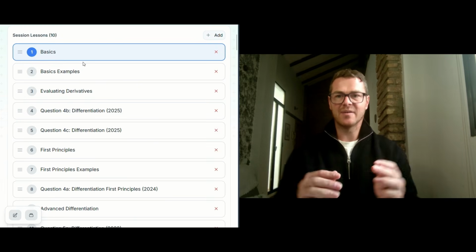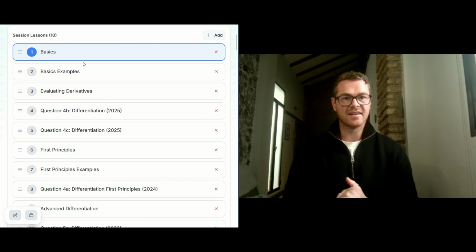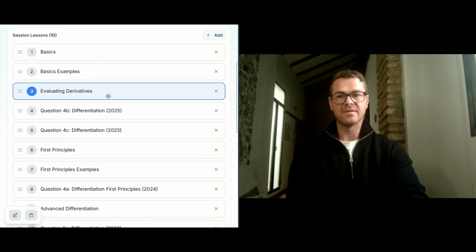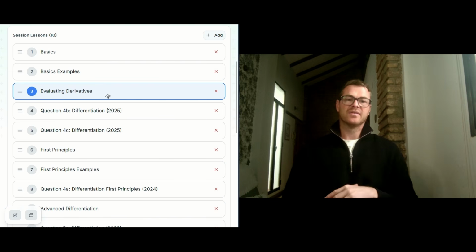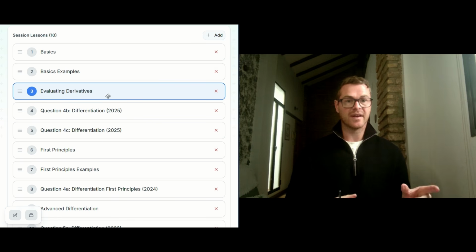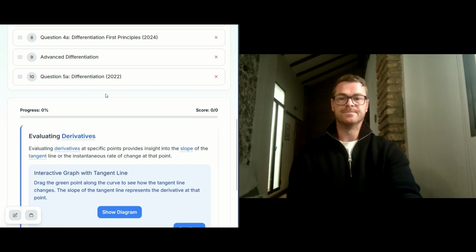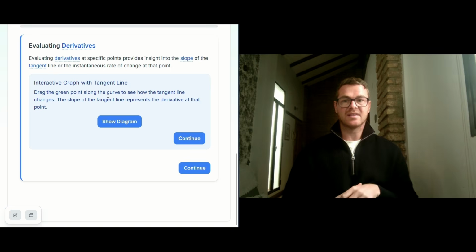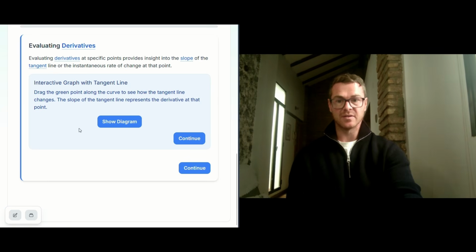Okay, before we move on, there is a basics examples lesson there. You can go through that in your own time. But I'm going to move on to evaluating derivatives. Now, evaluating, it's often used in substitution, but it just means that I'm going to substitute a value of x into the derivative. So evaluating derivatives, it basically means that I'm going to find the slope at a particular point.